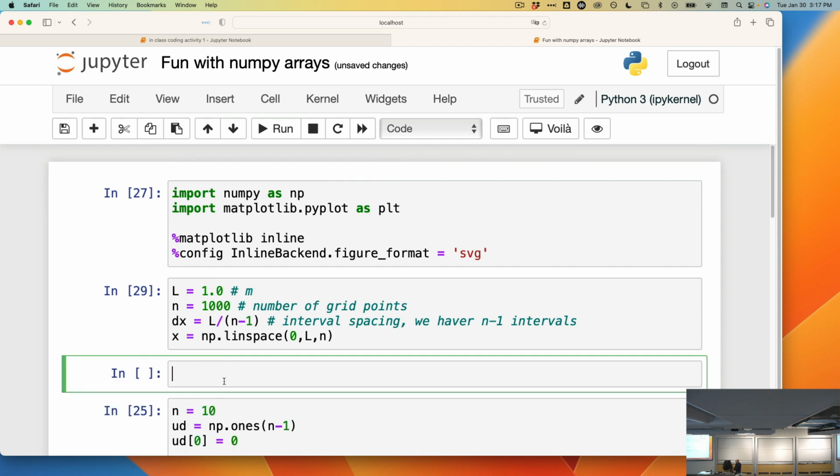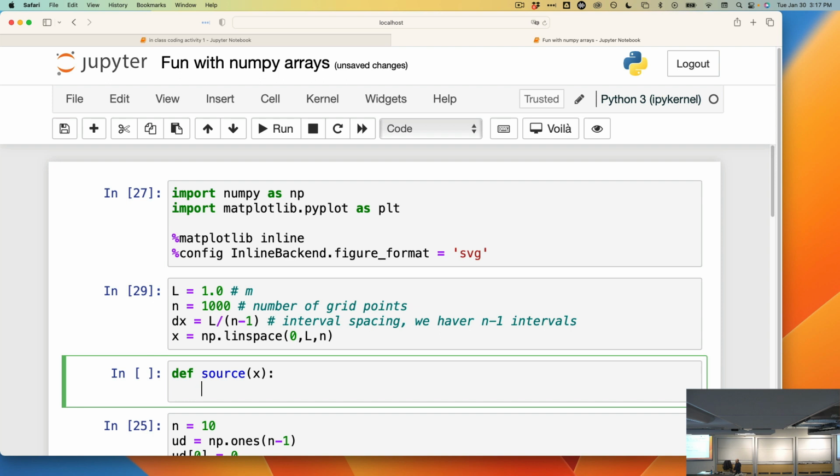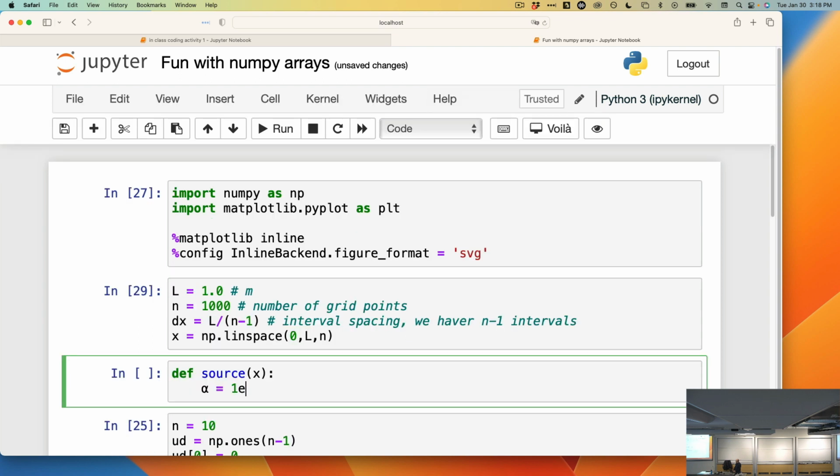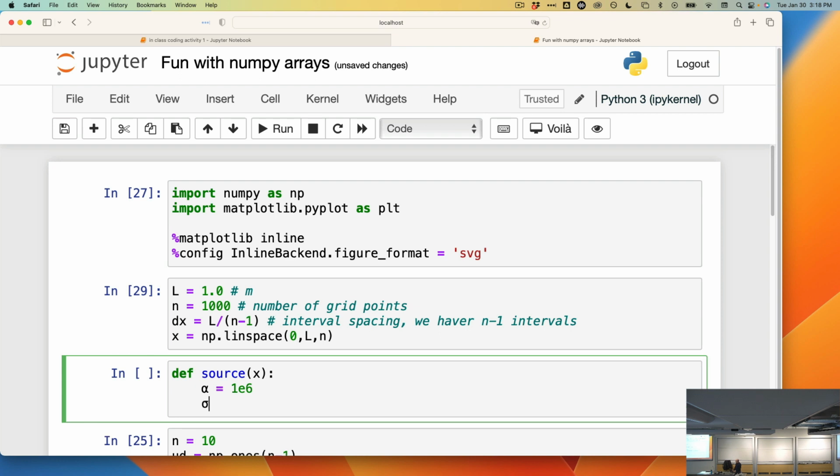Next, we need to define our source. So define source of x. It's only going to depend on x, our source term. Just x, nothing else. So alpha. I don't know if I showed you how you can type Greek letters. If you type backslash alpha and press tab, it magically converts into a Greek letter. So over here, I'm going to put 1e6. We'll play around with that number later. And then sigma for the standard deviation is equal to 0.1. We will play with those numbers.